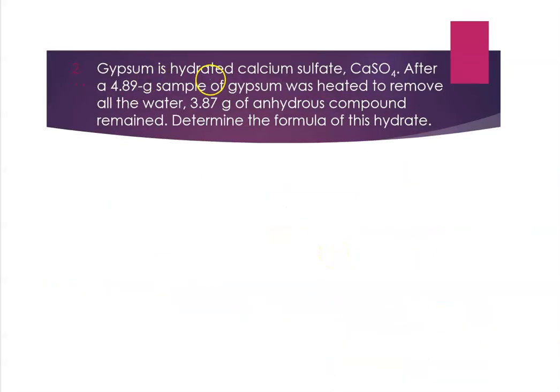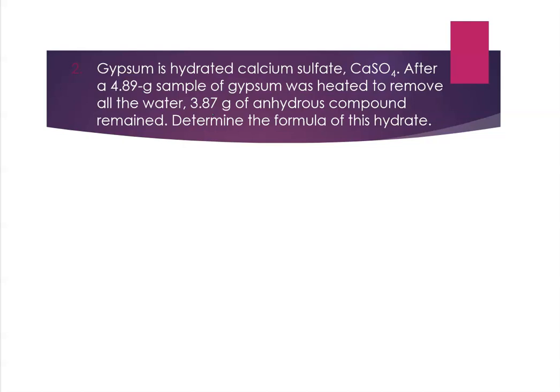Here, this says that gypsum is a hydrated calcium sulfate, CaSO4. So we heat 4.89 grams of gypsum to remove the water, and we get 3.87 grams of anhydrous compound remaining. Determine the formula of this hydrate. Okay, here I'm not given percentages, which means that I can just use mass. So I'm going to need the mass of the anhydrous compound, the compound without water, and I'm going to need the mass of the water.